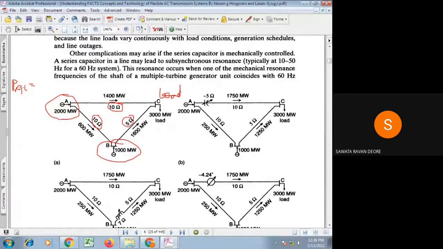So PAC, power flow through line AC, when the generator at bus A is in operation. How will it be? 2000 is the total generation, into sharing by the current division rule. Whatever 2000 gets generated, maximum current will flow through the low impedance path. Are you understanding what I am saying? It means maximum power will flow through the low impedance path, because power flow is inversely proportional to the reactance.